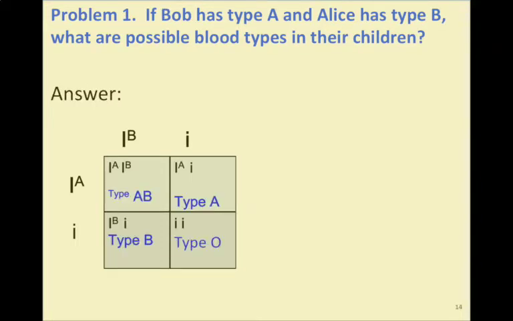Did you get this answer? So when you look at this Punnett square, it shows that all 4 blood types are possible in their children. So you can have type AB, A, or B, or type O.